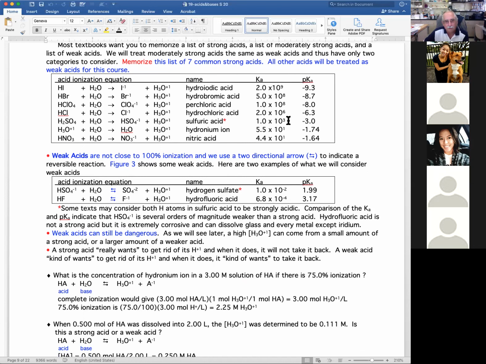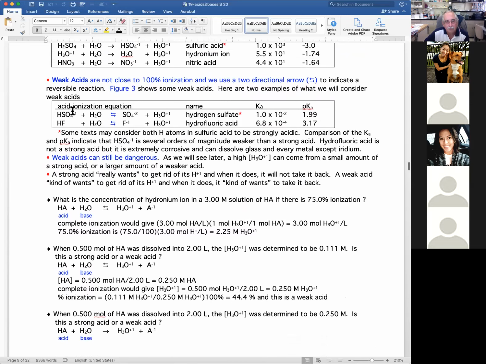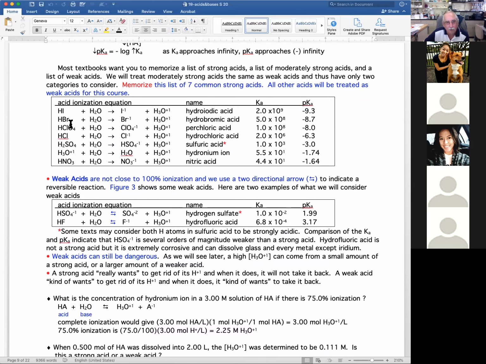What about weak acids? Weak acids are those that are not close to 100%, and we simply use a two-directional arrow. In other words, they go to equilibrium, and these guys don't. This was not on your list of strong acids, so I'm telling you that it's an acid. The H plus goes from here to here, but it's a two-directional arrow. Here's HF, hydrofluoric acid. Notice that over here we got iodine, bromine, chlorine, but there's no fluorine. Fluorine gives you a weak acid.